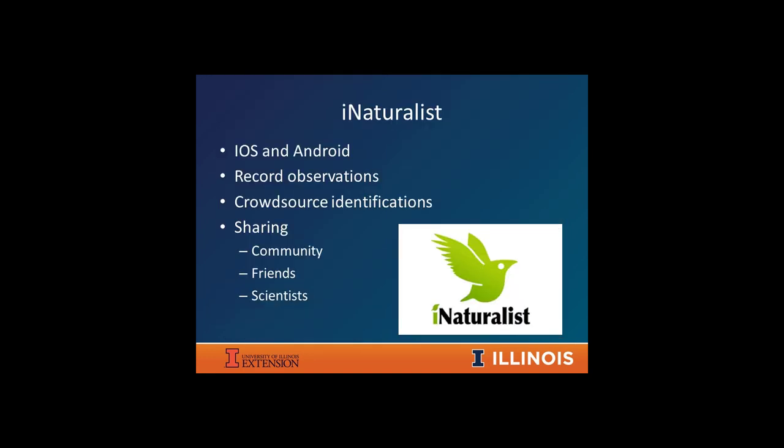But probably in terms of identification, my favorite app for identification and for tracking things is iNaturalist. Anybody ever use iNaturalist? One. Oh, we got one person. Awesome. So iNaturalist is an ID app, but it's more than that. It lets you take pictures of any living organism. It could be insects, spiders, plants, mosses, you name it.